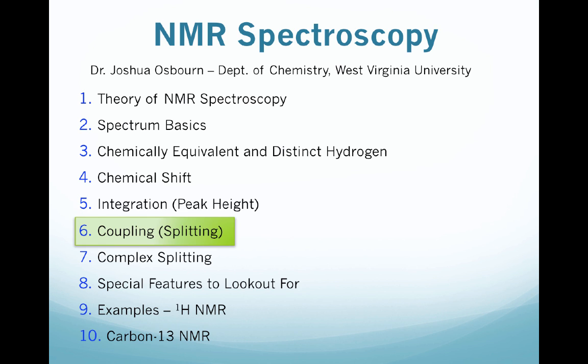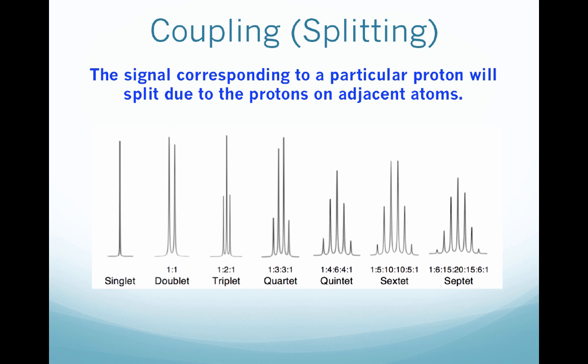In this section, we're going to take a look at the coupling or splitting of signals in an NMR spectrum. What we find is that a particular signal on the spectrum will actually split due to neighboring protons. Now, a signal that's unsplit is referred to as a singlet, and it's just a single line.